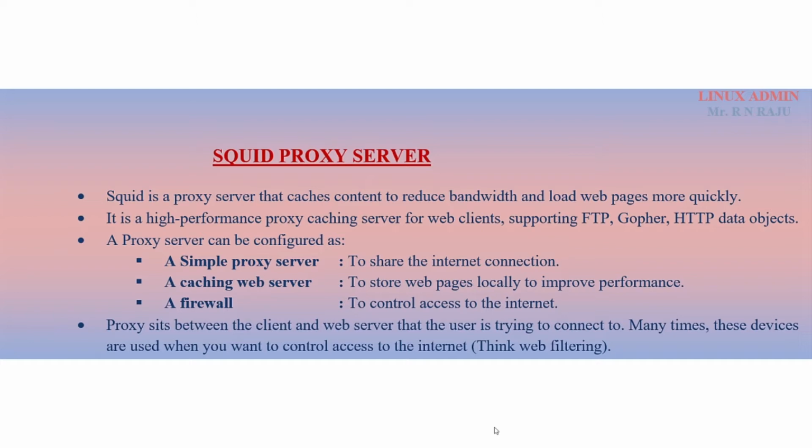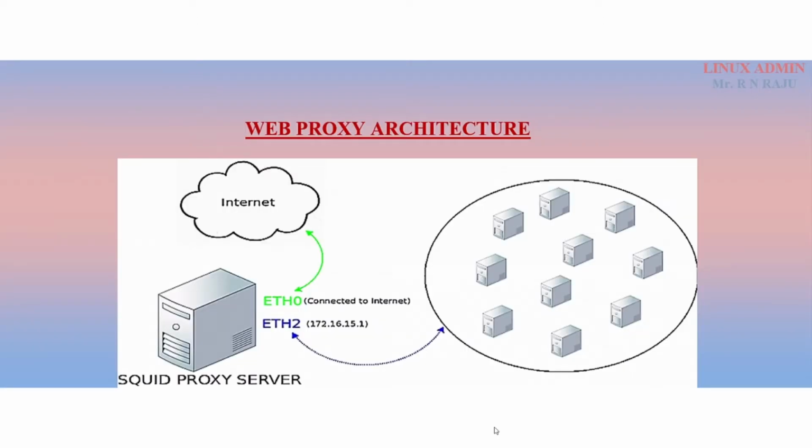So three points are important in the web proxy server. A web proxy server acts as a simple proxy server, a caching web server and a firewall server. Then what is the architecture and the environment? Actually you all are the clients here, so maybe multiple clients in the network, but this is the main internet connection and this is the mediator proxy server. So the internet connection is first connected to your web proxy server, then the web proxy server shares the internet connection to your clients.